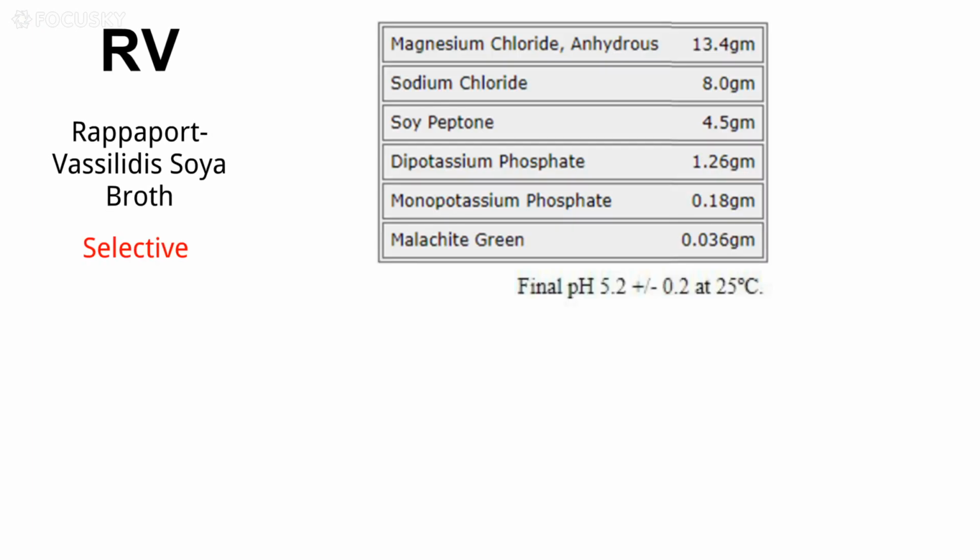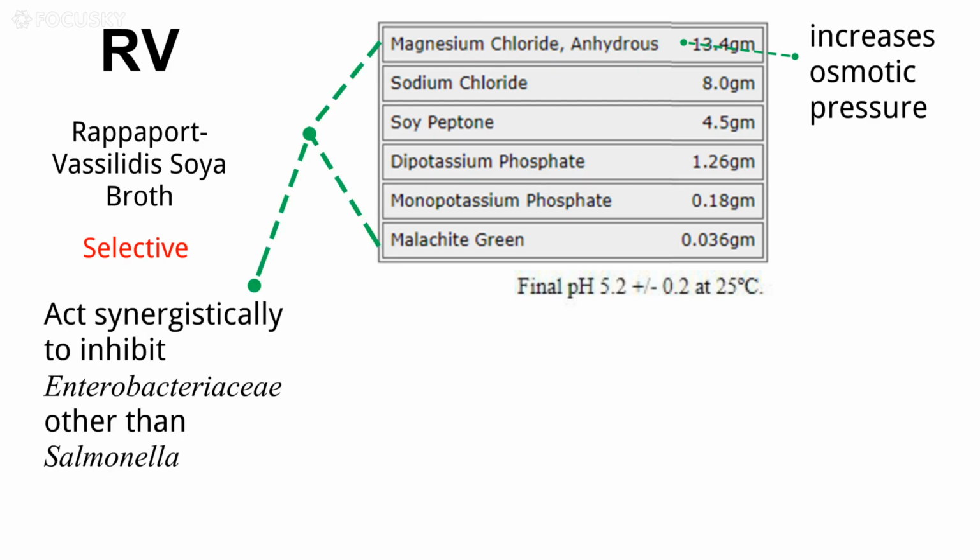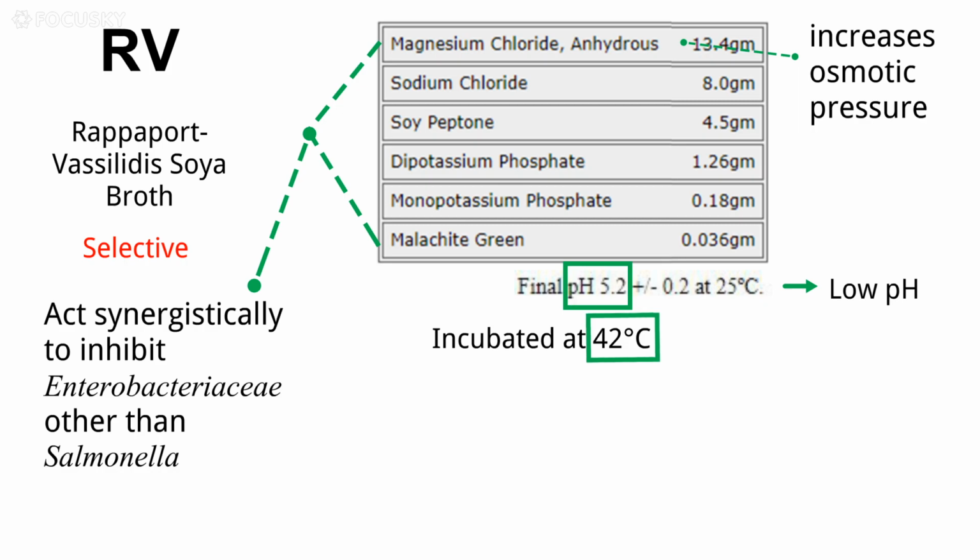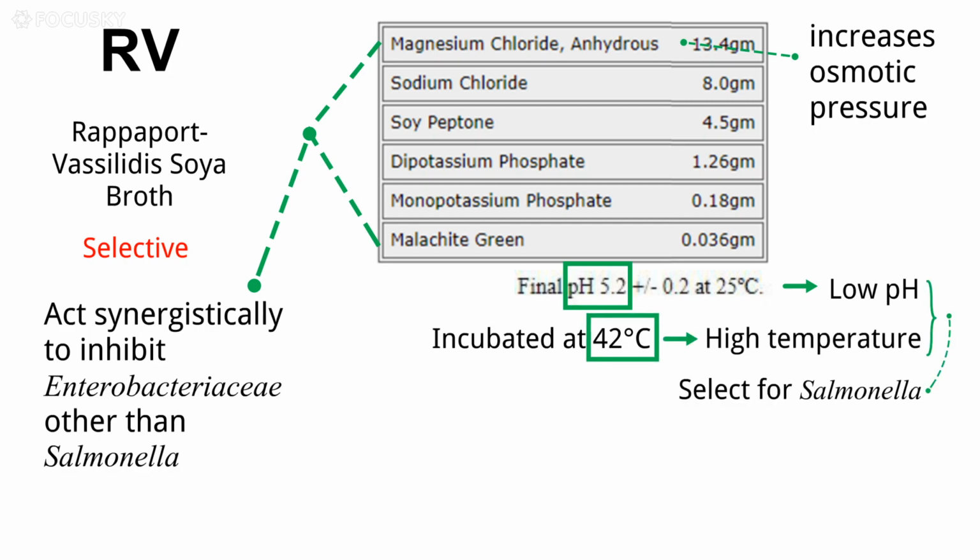RV stands for Rappaport Vassiliadis soy broth. It is a selective medium. Magnesium chloride increases the osmotic pressure of the medium and acts synergistically with malachite green to inhibit Enterobacteriaceae other than Salmonella. RV has a relatively lower pH, which is 5.2, and it is incubated at a higher temperature, which is 42 degrees Celsius. Those two characteristics also help to select for Salmonella.